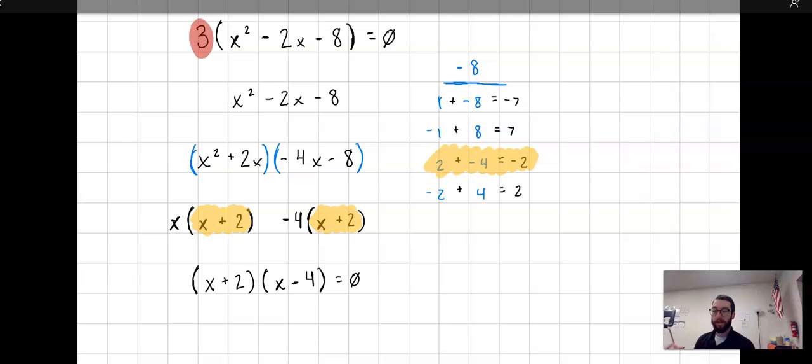For the last part, remember that 3 up there at the top? Don't forget about that 3. That 3 now needs to go back into the problem. Whatever you factor out, you put right up front, so that 3 goes right there, and then you're done and good to go.